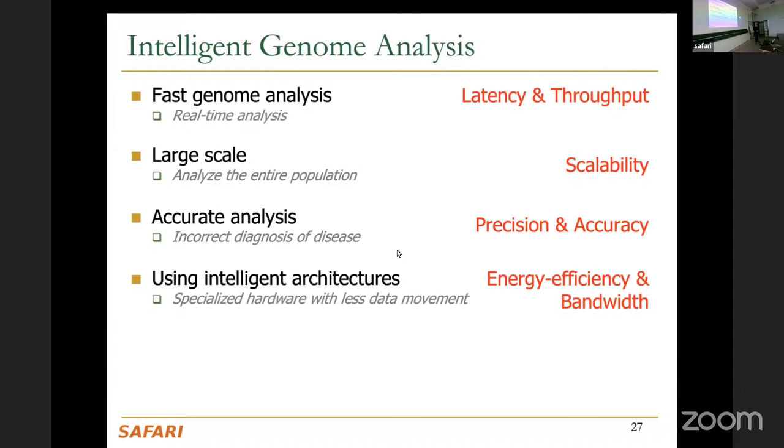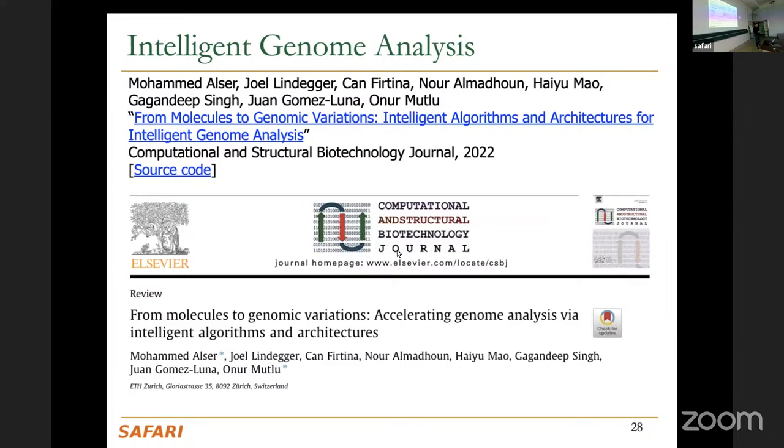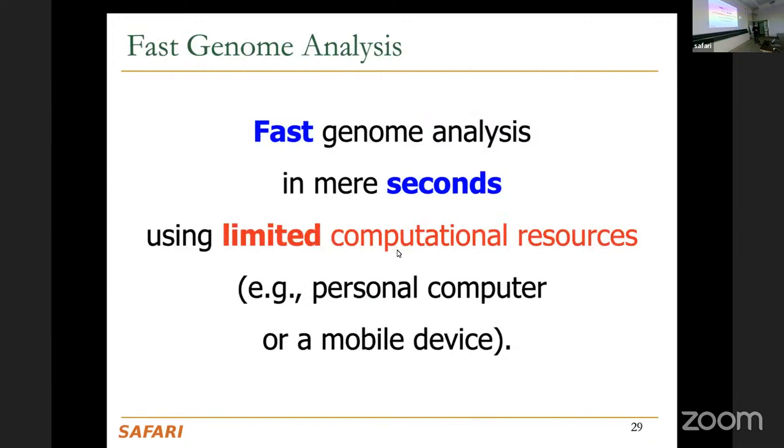And also we want to use intelligent architectures, right? We want to use the right architecture for a particular analysis type. And of course, DNA is a very valuable asset. So this means that you want to protect the privacy of that data when doing the analysis. We summarize all of these concerns and metrics in that paper, and I show all the steps in the common genome analysis pipeline and what the bottlenecks are in this paper. So you can go and check the paper.